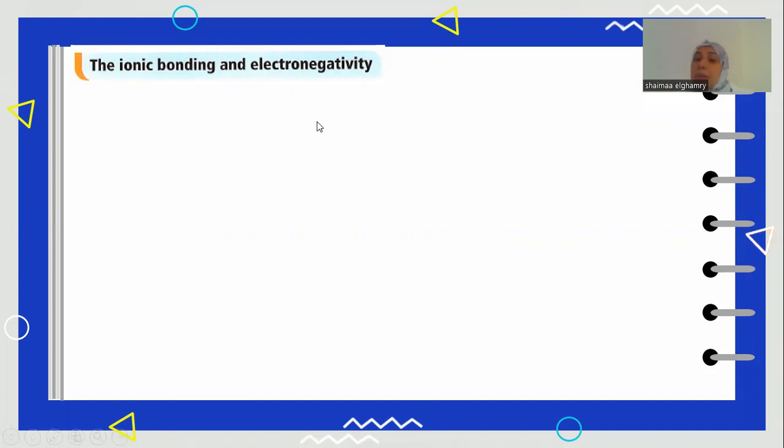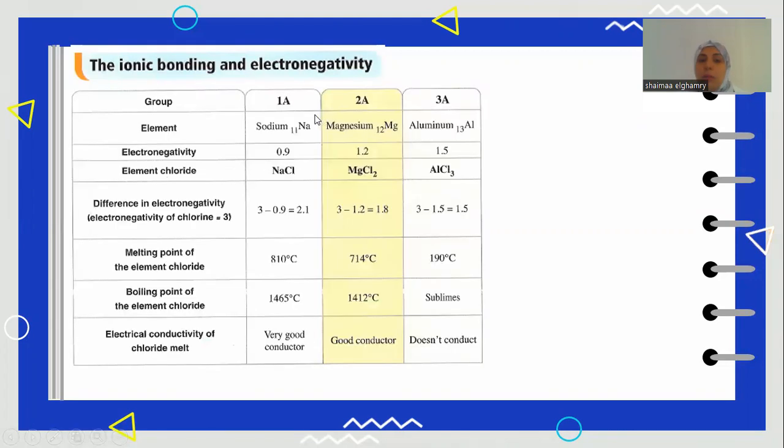If the difference in electronegativity is less than 1.7, we will not have an ionic compound. So an ionic compound starts from the difference between metal and non-metal being greater than 1.7.